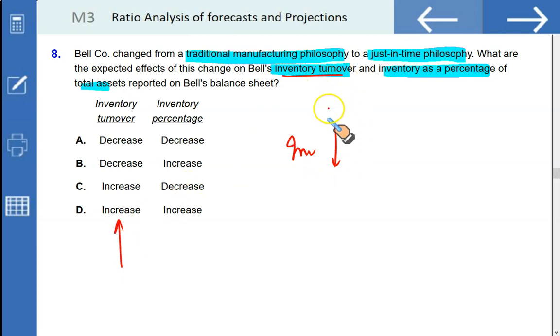increase. And since inventory will fall, the new inventory balance, which will be very little, will be a very small percentage of your total assets. Inventory as a percentage of total assets is going to decrease under just-in-time, so it's going to be increase, decrease. That makes C the correct option.